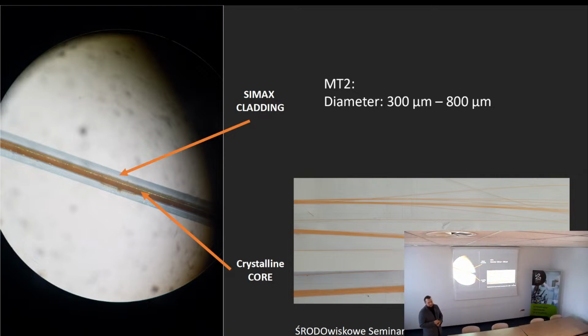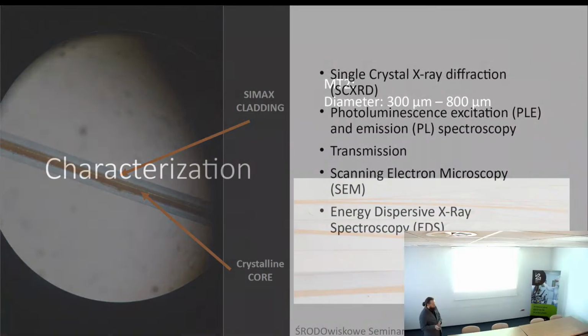So the results: we obtained the fibers. You can see the orange color, which is connected with perovskite. And we obtained fibers with those diameters. Some parts are thinner or thicker.